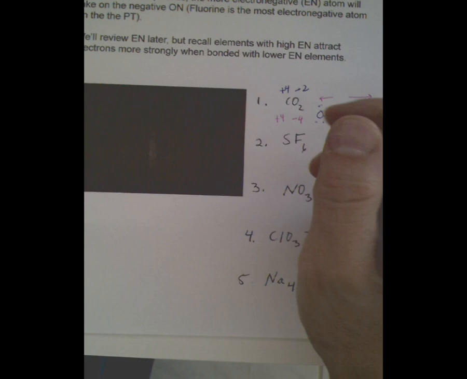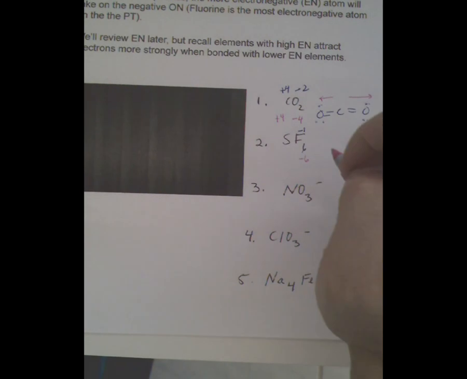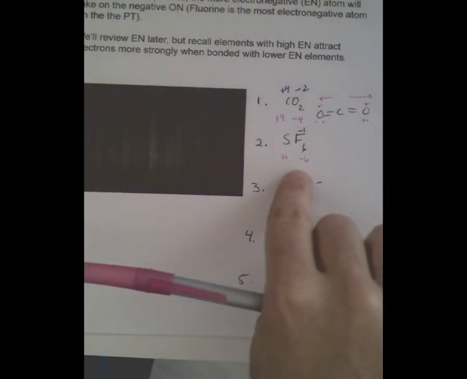All right, next compound. We have fluorine, always -1, and that means -6 altogether. So that means our sulfur has to be +6, so they're making that neutral.